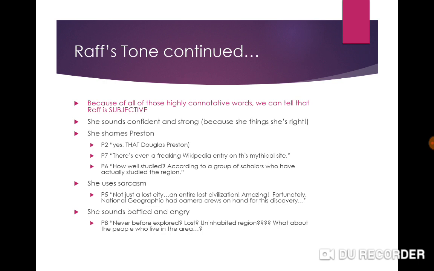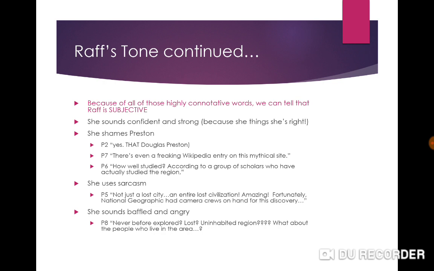Okay, paragraph 6, when she says, but there's one slight problem. By the way, slight is a huge understatement. The lost city is anything but lost. In fact, it's just one site, and probably not even the largest of many in a region that's been considered for millennia and has been occupied, and well studied by archaeologists. How well studied? According to a group of scholars who have actually studied the region. So here, she's accusing the expedition in Preston of not studying at all.